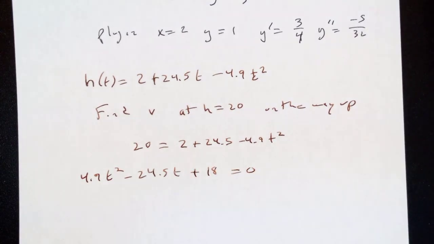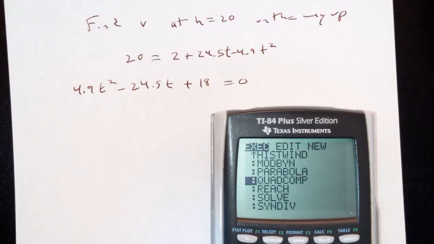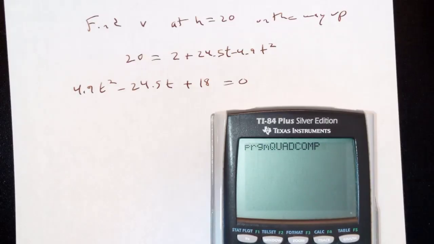I move everything from the right to the left. So I subtract, copy error. Copy error. Can't lose the t. Okay, out comes the quadratic formula. There's my quadratic formula.